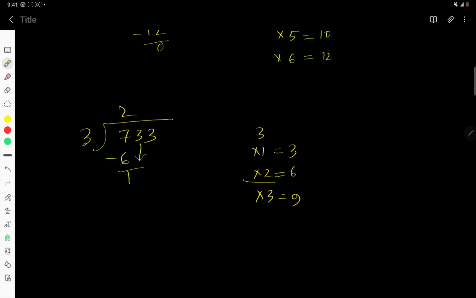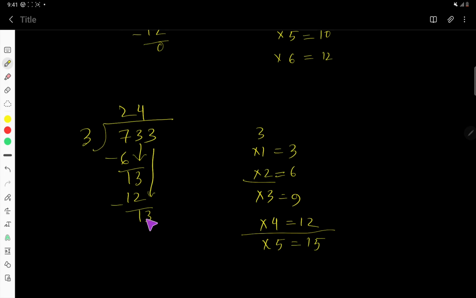Bring down the second digit, 13. Now divide this 13 by 3. So let us expand the multiplication table. 3 times 4, just add 3, 12. Then 5, just add 3, 15. 15 is greater than 13, so we'll stop here. Write 4. 4 times 3, 12. Subtract, then 1. Bring down the last digit, 3.